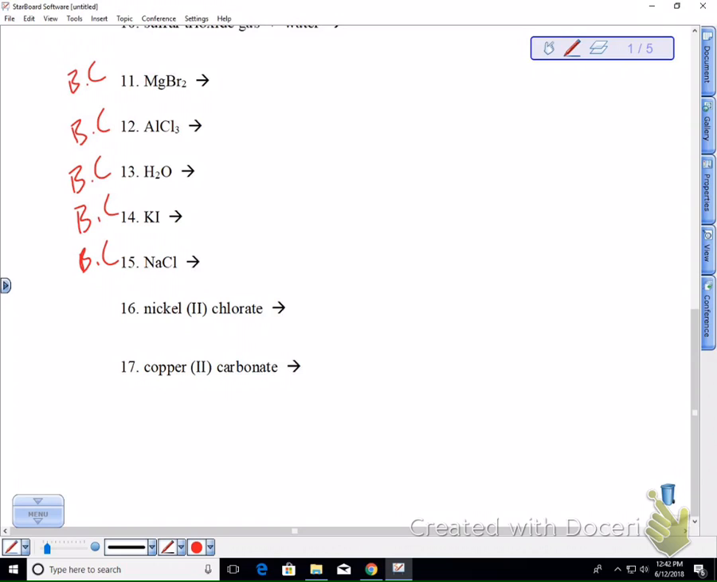Number 11. Magnesium bromide will break up into its free elements, which would be magnesium, which comes as an atom. And then bromine actually is diatomic. And we learned way back in the periodic table unit that it's a liquid in its normal state. So this one gave us the appearance of just breaking apart.